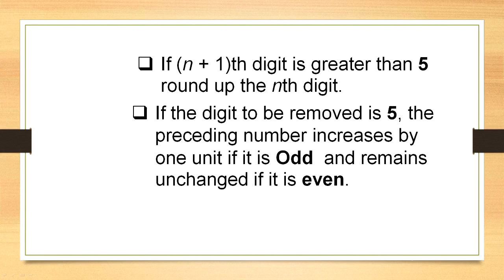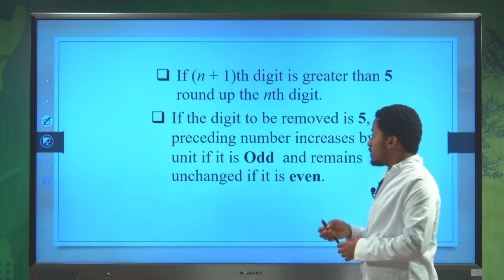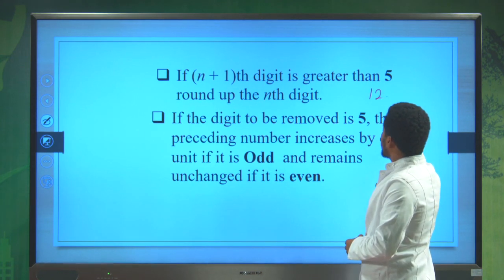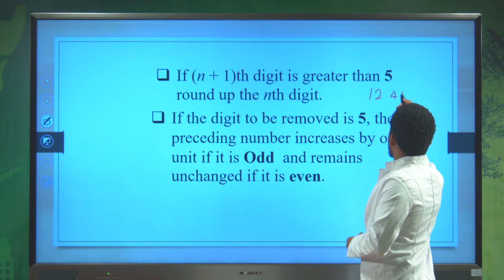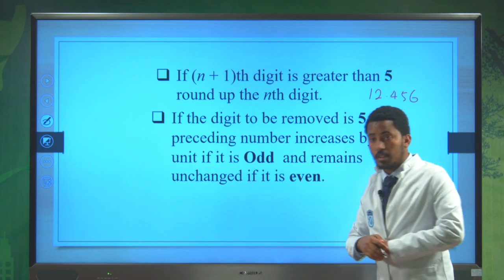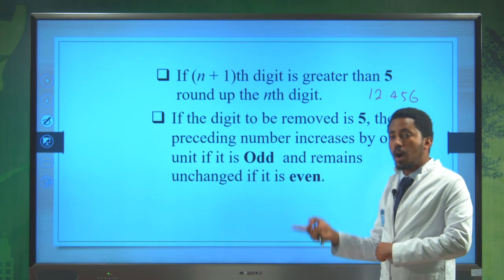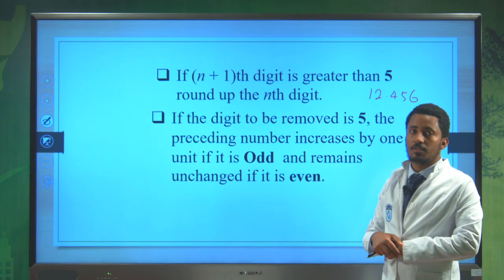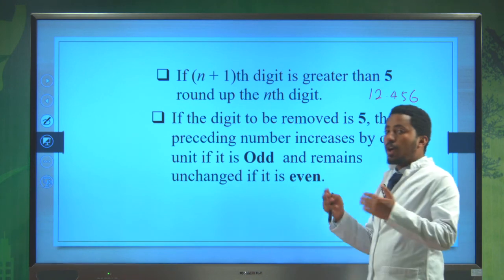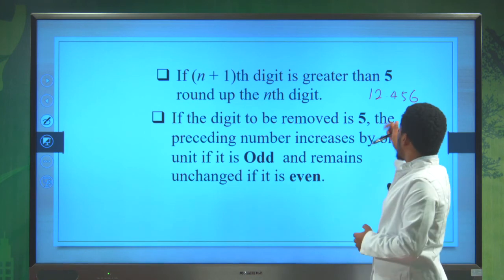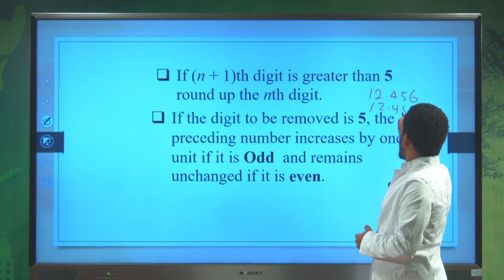Okay, the second rule is if n plus 1 is greater than 5, then we have to round it up. For example, let's say we have 12.456. Then we are asked to round it into 2 decimal places. So in order to round it up, we have to check the n plus 1, which is 6. Since it is greater than 5, this one is going to be 12.46.